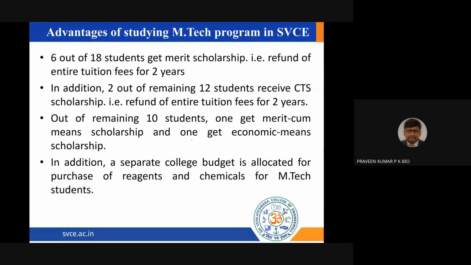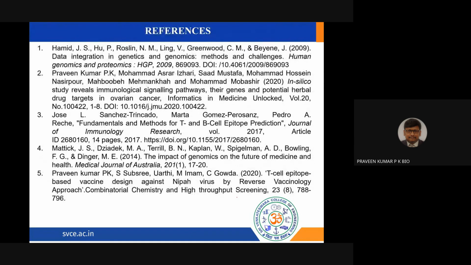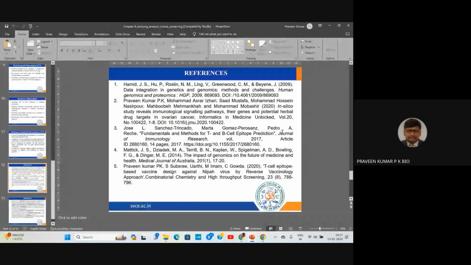So without paying fees, they can study. So nearly 60 to 70% of students get these kinds of scholarships. In addition, a separate college budget is allocated for the purchase of reagents or chemicals for chemtech students. This is something about what's happening in research in my institution.